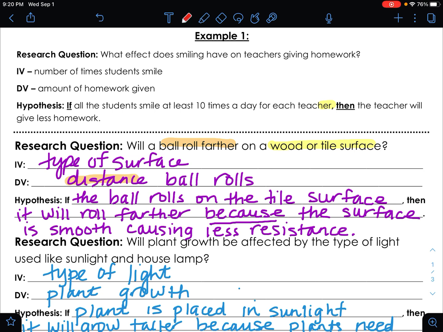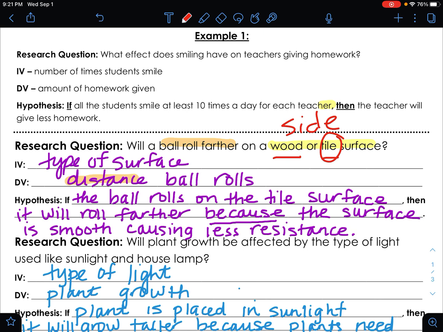All right, so remember when we write a hypothesis, we have to choose a side. So what do we have here? Here's one side and here's the other side. So I chose the tile as the side I was going to write my hypothesis with. Okay, so the hypothesis is, if the ball rolls on the tile surface, then it will roll farther.